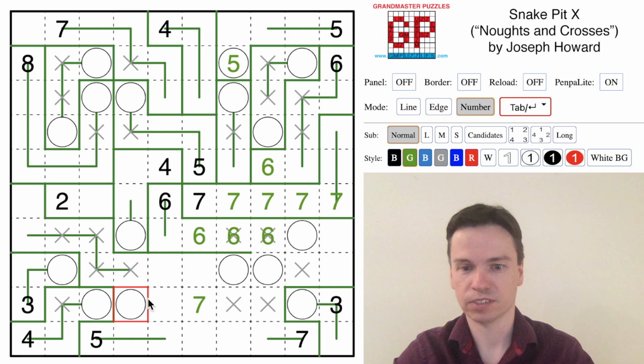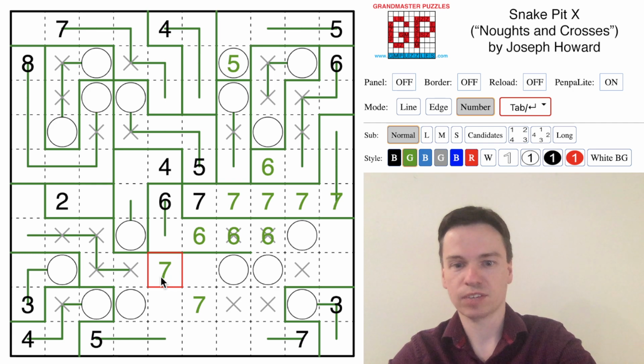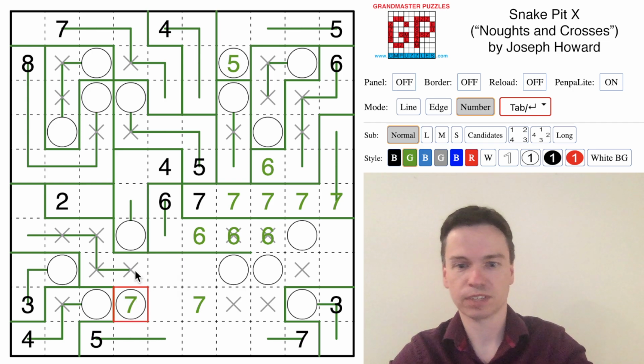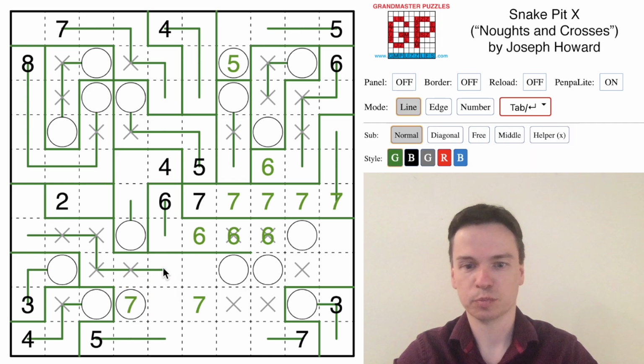So the 7 ends here or here. Notice if the 7 ends here, then this snake, which is 6 long, also ends here in a 7, and that's not going to work. So this is the end of the 7, and this snake has to be at least 2 longer so it doesn't end at 7 large. So we mark these in.